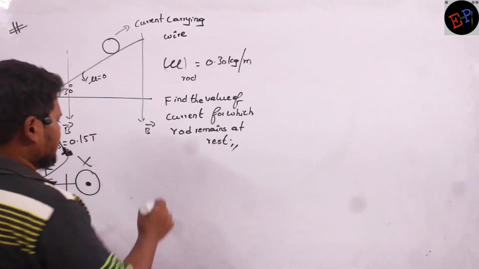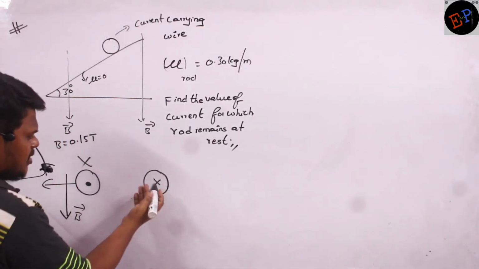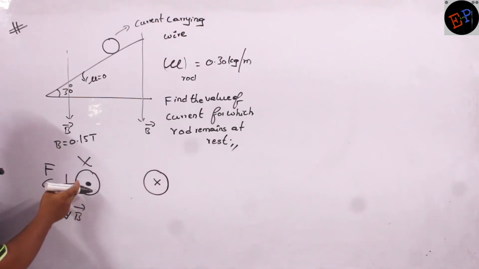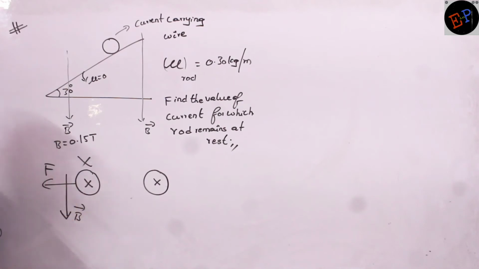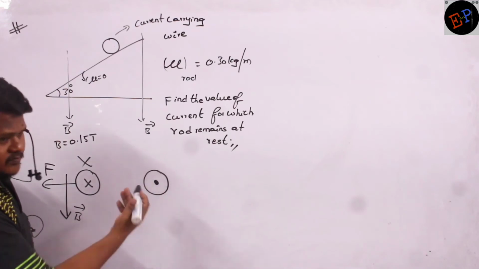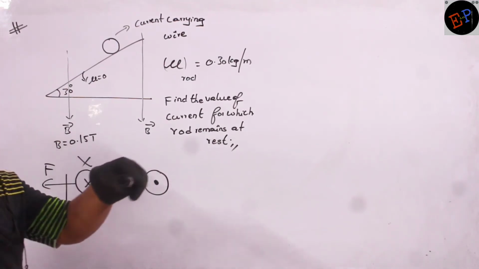Clear? So this is the conductor and consider current is coming out of the board. This is what? Current entering inside, no? Sorry, this is cross. So this direction is not correct. Now, let us consider current is coming out of the board. If current is coming out of the board, this is the direction of current.